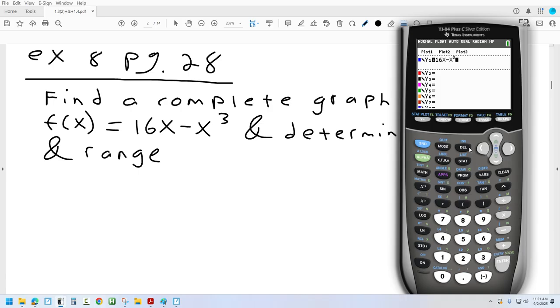Let's do zoom 6. The directions are to find a complete graph, meaning we can see everything that's important. Do you think zoom 6 gives me a complete graph?